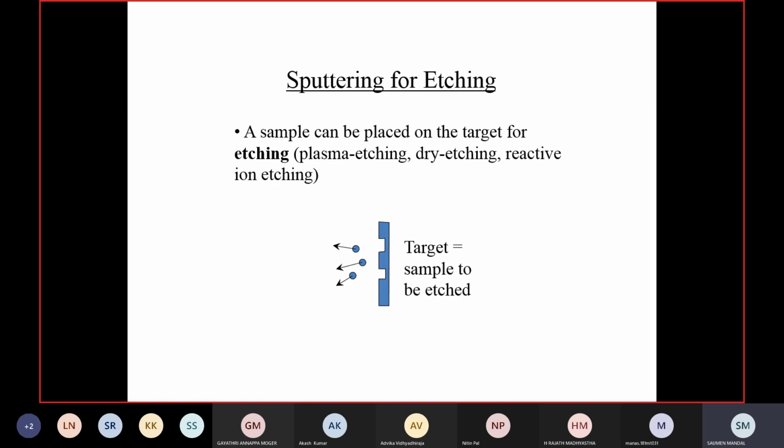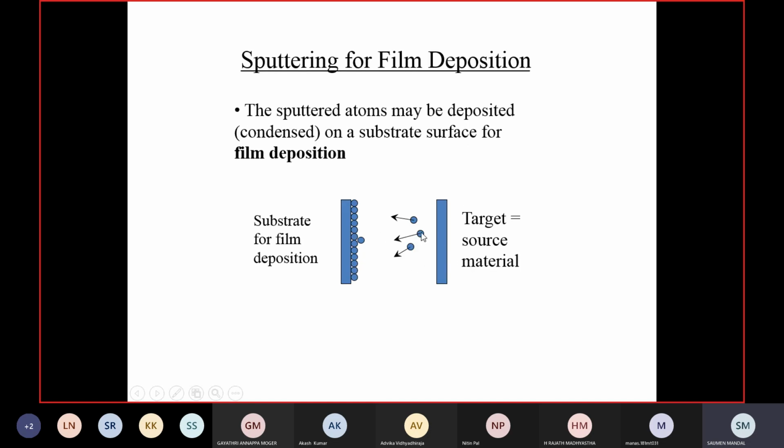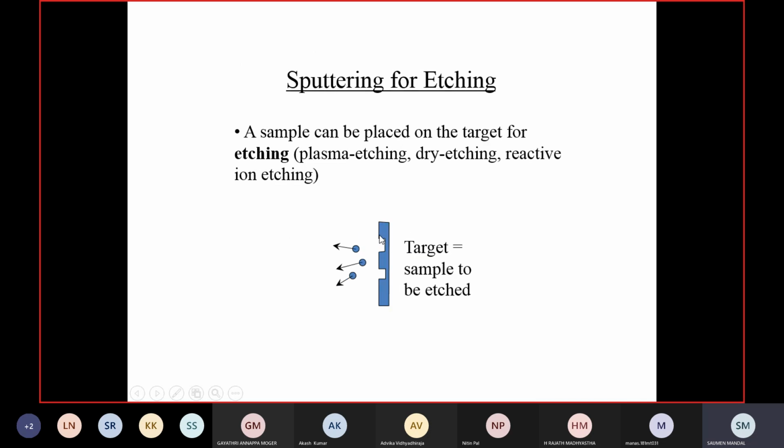Second, sputtering for etching. That can also be used. So a sample can be placed as the target for etching. Examples are plasma etching, dry etching, reactive ion etching. Whatever ionized gas or plasma is generated, it is directed onto some surface so that it can do selective area etching. So in this case it is totally opposite. In the previous case, atoms from the target were coming and sitting on the substrate. But in this case, the ejected atoms directly produce your desired shape or desired etched surface.